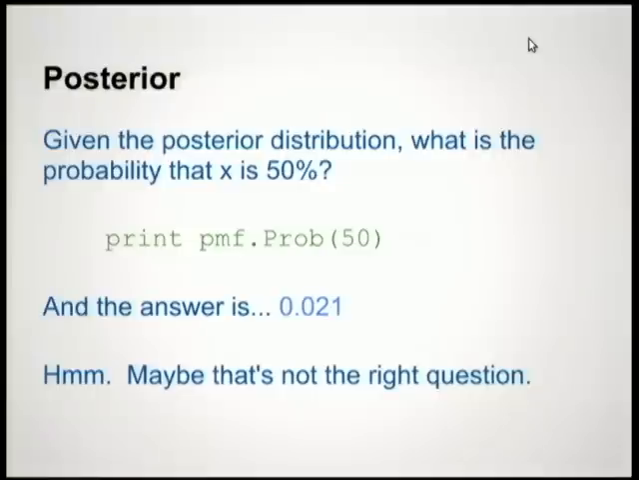One thought would be, well, the original question was, is this a fair coin? So I could just look in this PMF and say, well, what's the probability that x is 50%? It's tempting to ask this question, but it's not the right answer. You can do it. PMF has a prob function or method. You can give it 50, and what you find out is that there's about a 2% chance that this coin has exactly x equal to 50%.